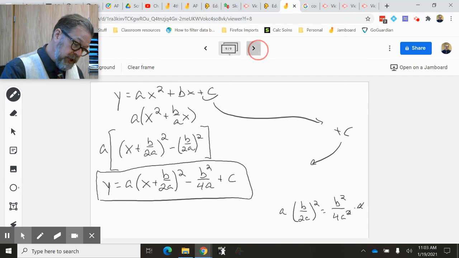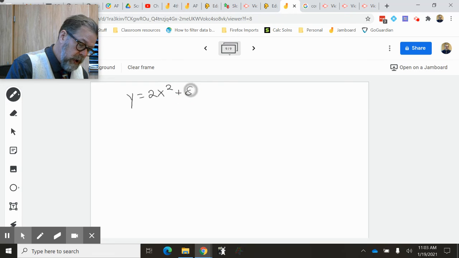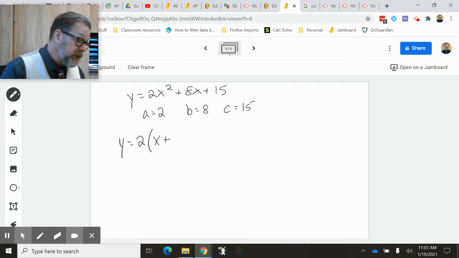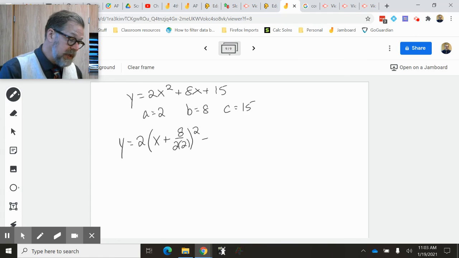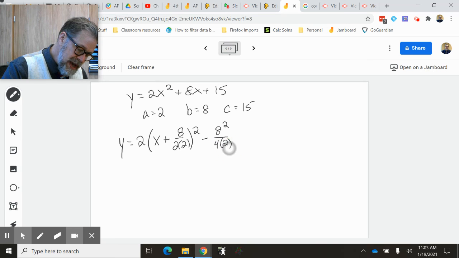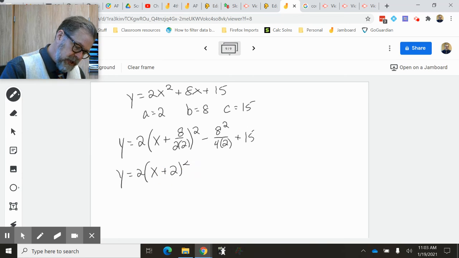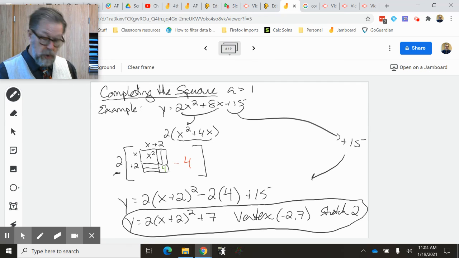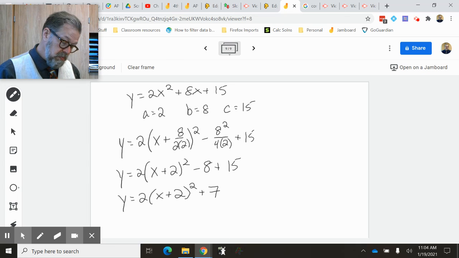All right, so let's do a quick example using this, and I'm just going to use the same equation that we already did just to see if our generalization works. Well, a is 2, b is 8, c is 15. So we've got y equals 2 parentheses x plus b over 2a, so that's 8 over 2 times 2, all squared, minus b squared over 4a plus c. So we get y equals 2 parentheses x plus 8 divided by 4, which is 2, squared, minus 64 divided by 8, which is 8, plus 15. y equals 2 parentheses x plus 2 squared plus 7. And if we pop back to here, 2 times x plus 2 squared plus 7, our generalization works, or seems to work.